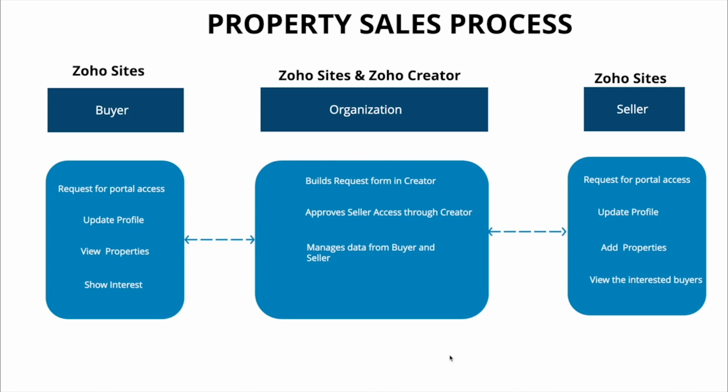The functions which can be done from the buyer side are requesting for portal access. They will be updating the profile. They will have the option to view the profile. They will have the option to view the properties and show the interest.